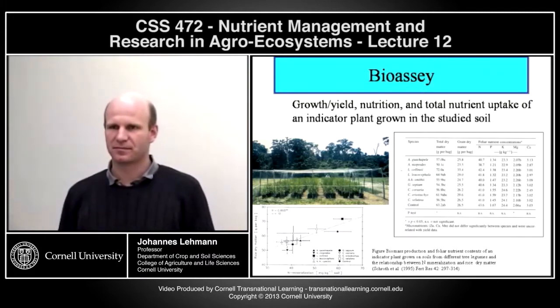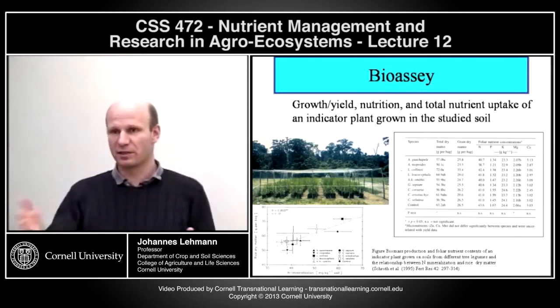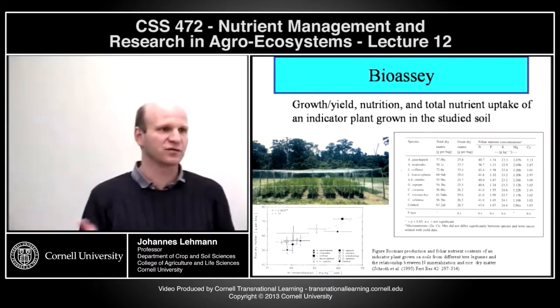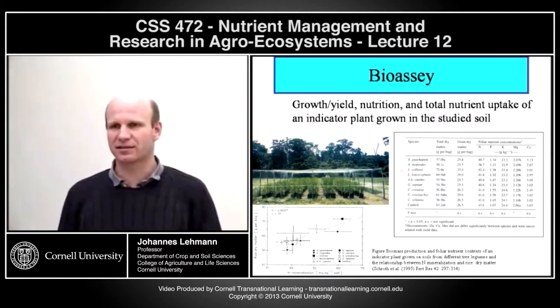Measuring mineralization or what have you, different nutrients. So maybe a release of an unavailable form into an available form. So flux, a transformation, is another important category of looking at soil fertility.